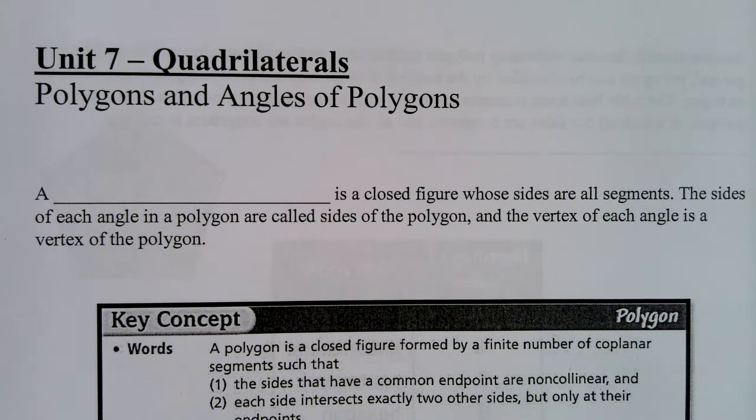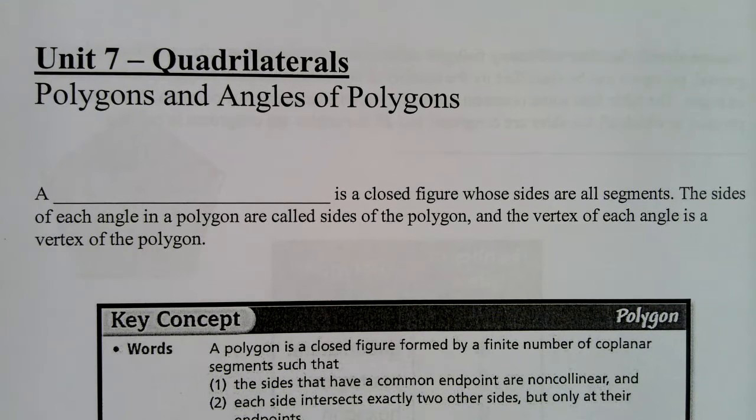All right, this is the next unit in geometry. It's unit 7. It's called quadrilaterals. A quadrilateral is a four-sided figure. So that's what we're going to focus on in general for this unit. Quadrilaterals, four-sided figures. But today's lesson we're going to focus on polygons and angles of polygons. That's the first lesson.